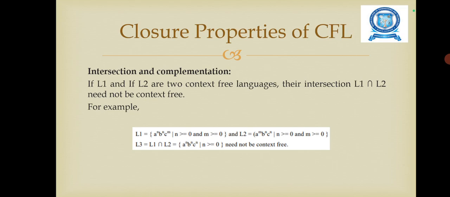Then only you can do the intersection, which says both conditions need to be true, but a pushdown automaton can compare only two counts. So it cannot be accepted by the pushdown automaton. It is not context-free. Similarly, you can do the same for the complementation of context-free languages. It is not a context-free grammar.